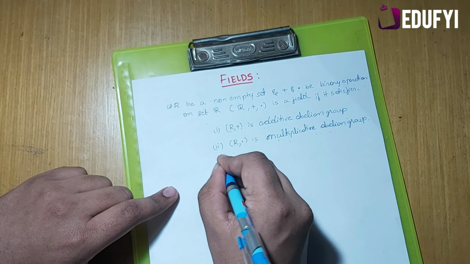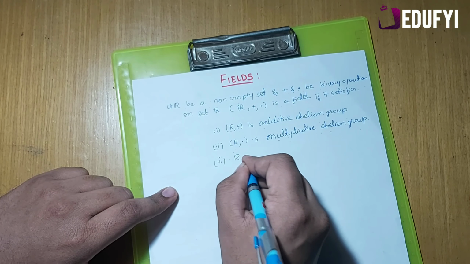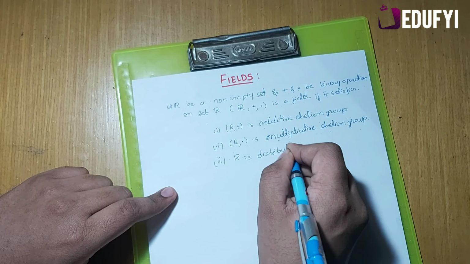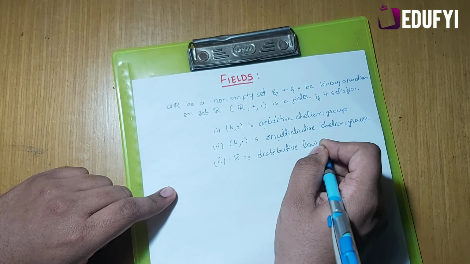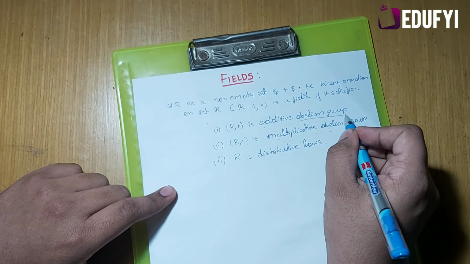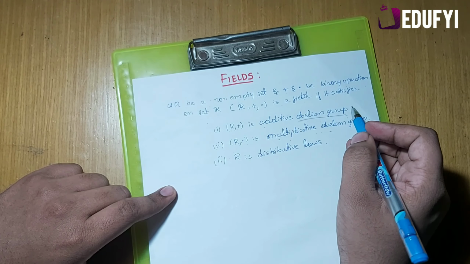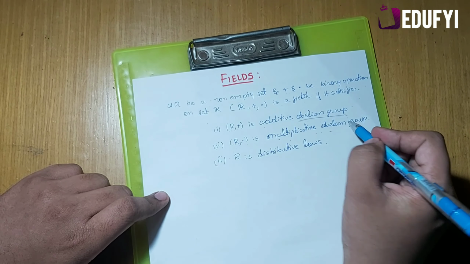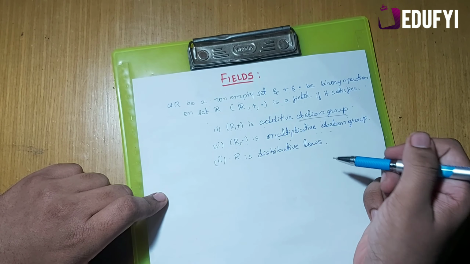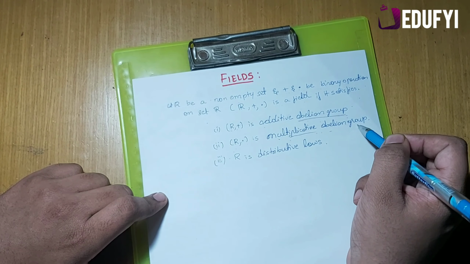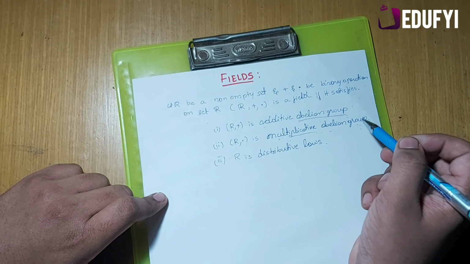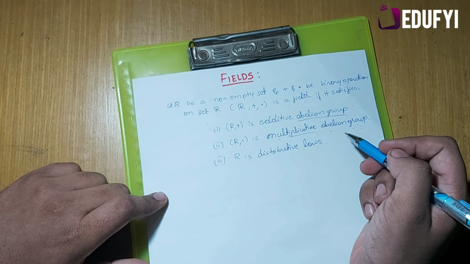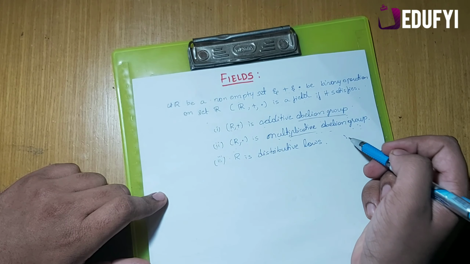The third one is the same as in rings, that is, multiplication is distributive over addition. You know what an abelian group is? It must satisfy the closure law, associative law, identity law, inverse law, and commutative law. The same goes for the multiplicative abelian group: closure law, associative law, commutative law, identity, and inverse law.